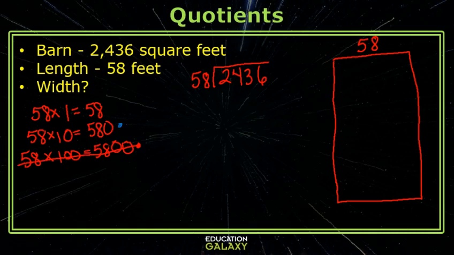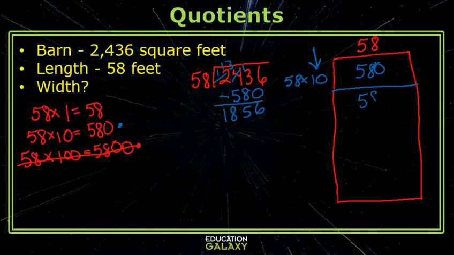I'll begin by taking out an area of 580. So I'll write the 580 in my area model. I'm going to write 58 times 10 to keep up with my partial quotients. And this is my partial quotient. And then I subtract the 580.